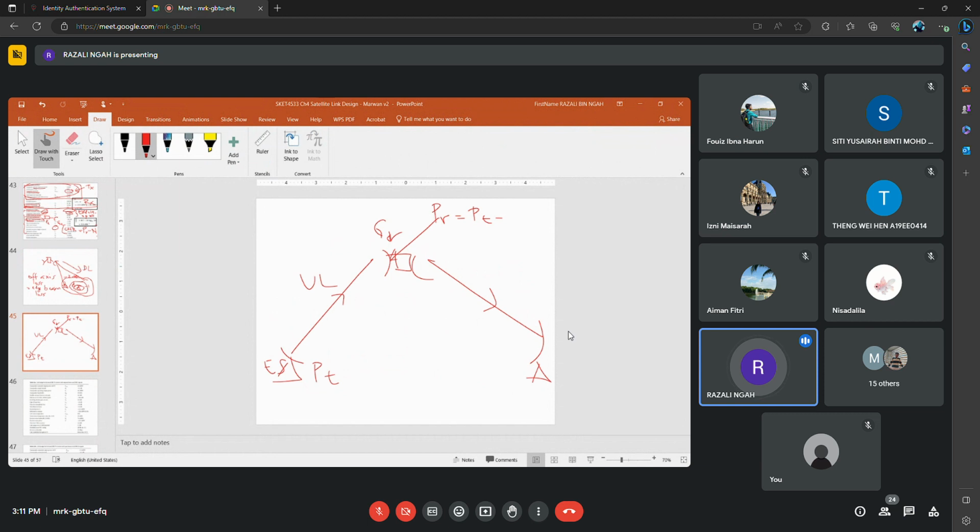So we start with the PT. Maybe in between we have back off loss, sorry, branching loss, feeder loss, plus GT, minus path loss, minus maybe we have atmospheric loss or the other losses, plus GR. So this is the equation for uplink.